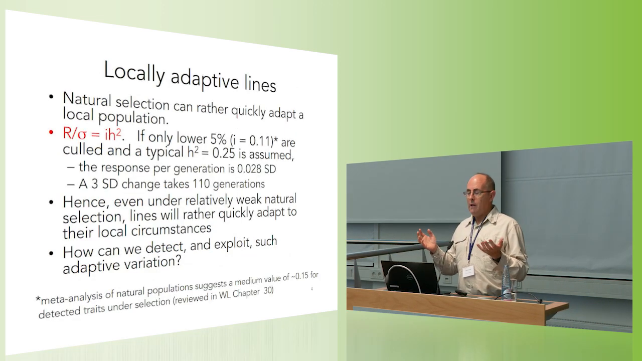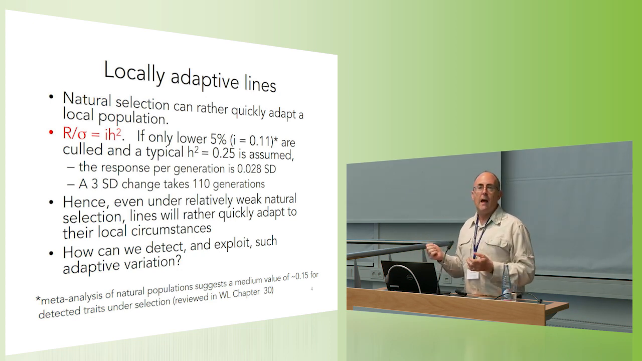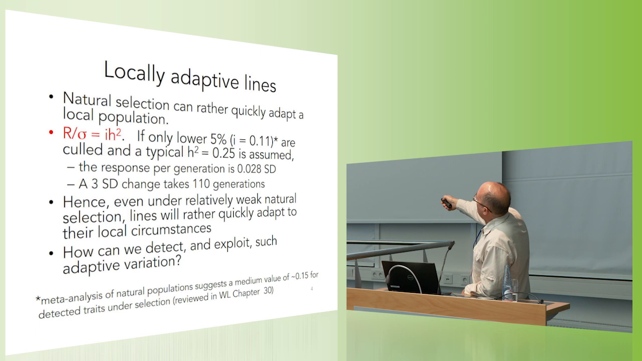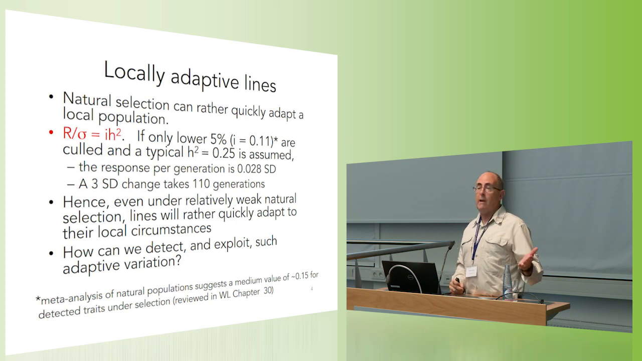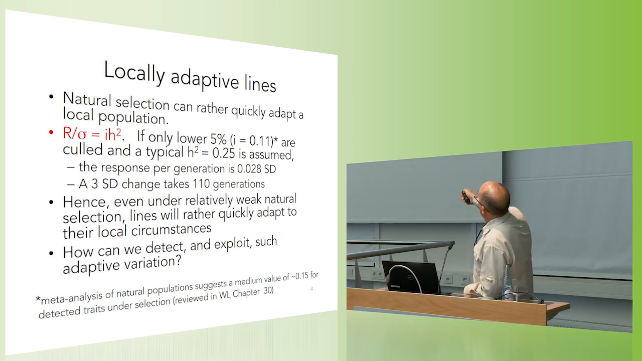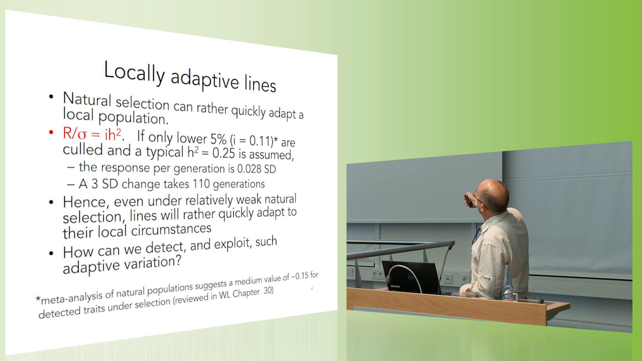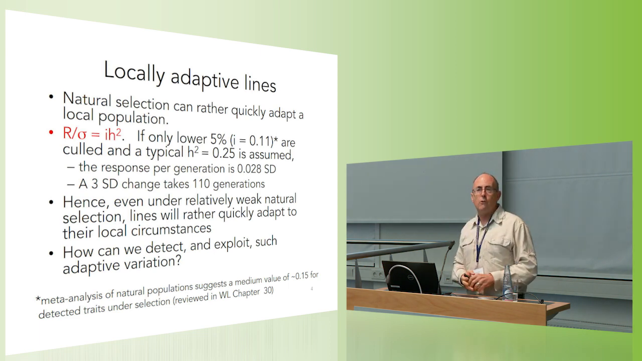So to set the framework: on what timescales can a line locally adapt to its environment? The answer is it can do this pretty quickly. Here's the basic breeder's equation, rewritten. This is response in terms of phenotypic standard deviation. I is the selection intensity, and h squared, of course, is heritability. We summarized a lot of literature from natural populations, and an average value of selection on a trait corresponds to basically culling about the lower 5%, so saving the upper 95%. That gives you an intensity of about 0.11. If you take a typical heritability, it means that one generation of response to natural selection changes the mean by about 0.03 standard deviations. So a 3 standard deviation change takes about 100 generations.